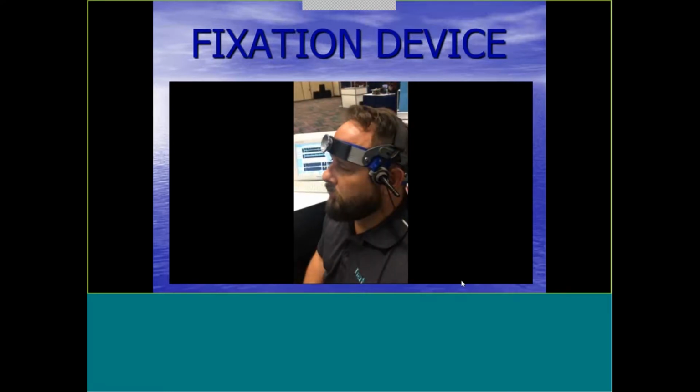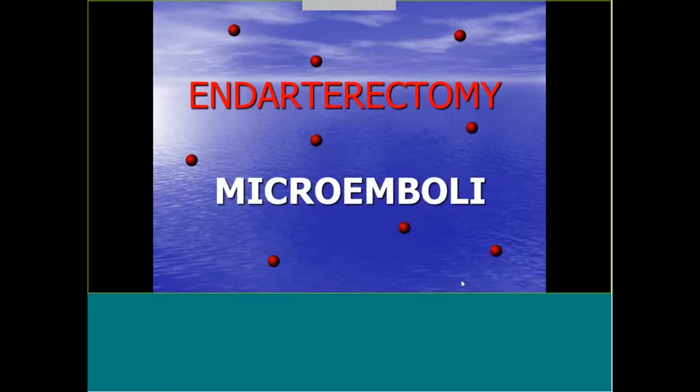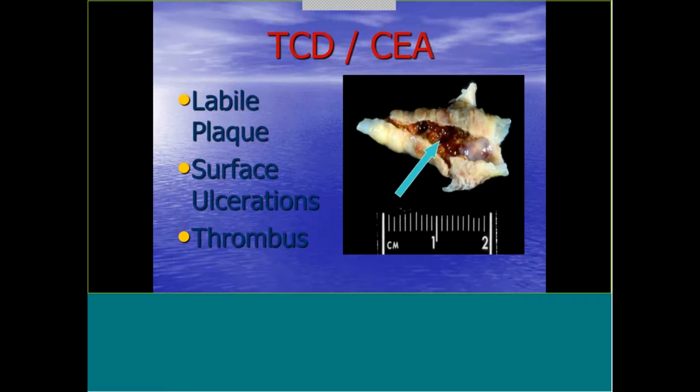Okay, thank you, Katie, for helping us there. All right, so let's talk about emboli with endarterectomy. So this is an actual specimen that we took out of a patient. When they opened this up, this looked like red tapioca pudding. It was really, really bad. But you can see all the ulcerations in here and how ugly this plaque is. So these plaques are very, very labile. Surface ulcerations, they can literally have thrombus in there.